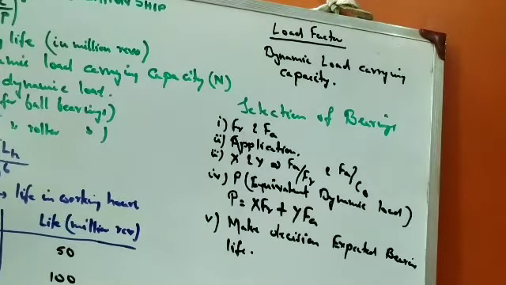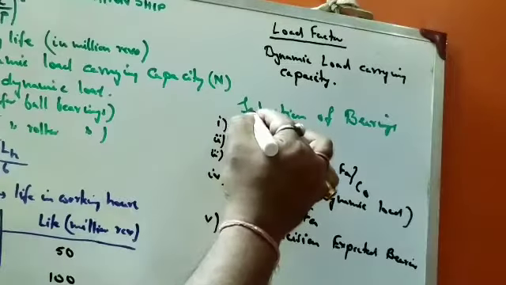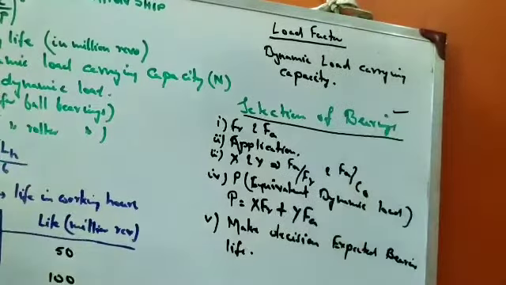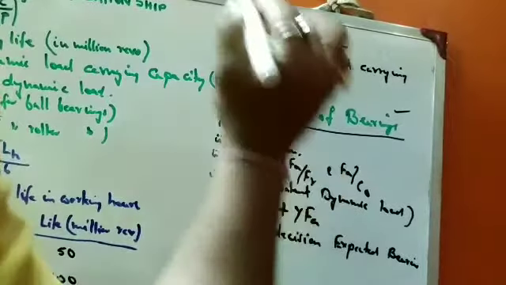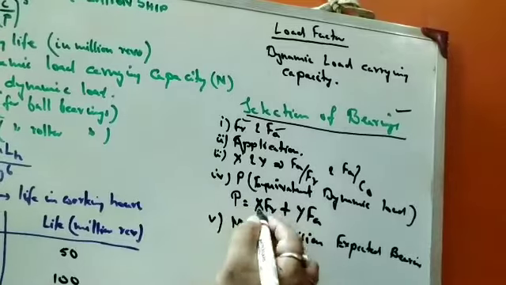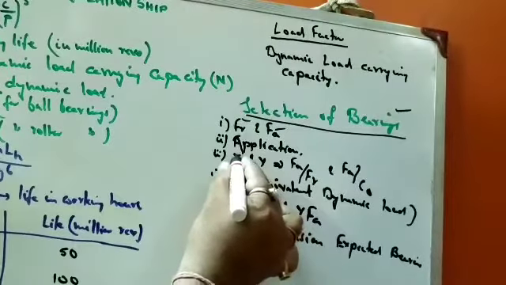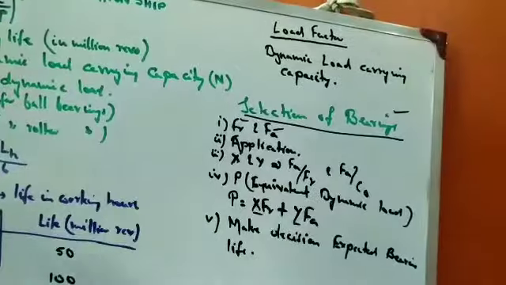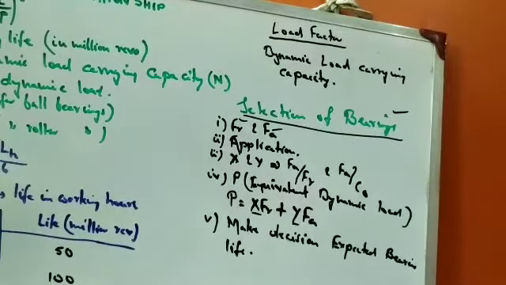Now we go for the selection of the bearing. How is the selection of the bearing done? First, we should calculate, in the equilibrium condition, the radial load and the axial load. Then we should choose the bearing based on its application. Then we have to find the values of X and Y for the equivalent dynamic load.